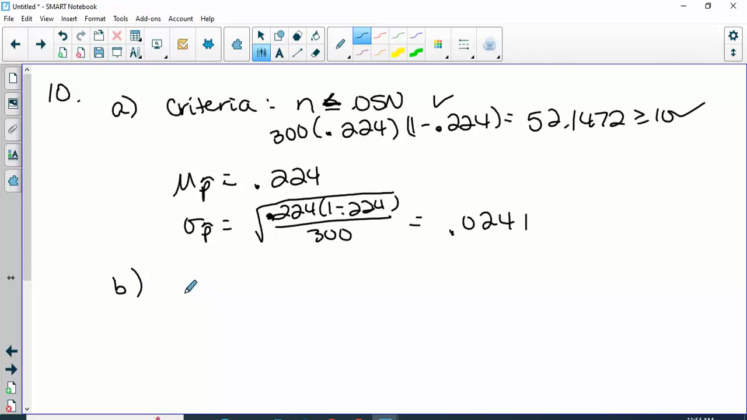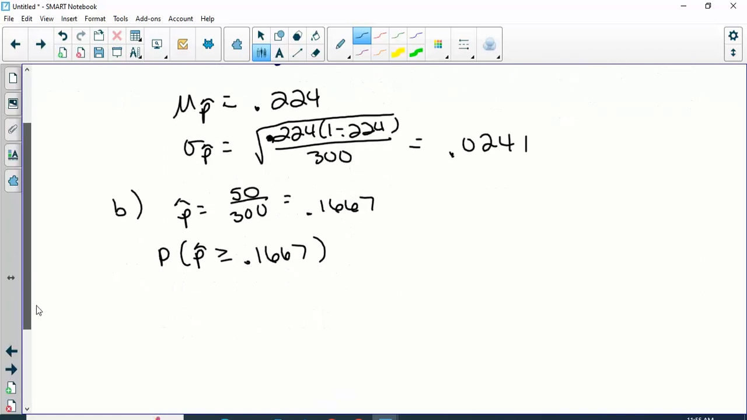Part B. In a random sample of 300, what is the probability that at least 50 are smokers? Okay, 50, that's just a certain number, but our variable here is p hat. So we need to find the p hat. So p hat from our formula sheet, x over n. So 50 out of 300 gives us 0.1667. We wanted the probability that at least, so greater than or equal to this.